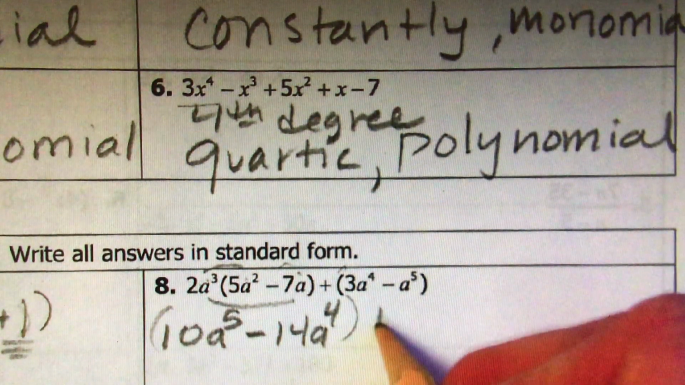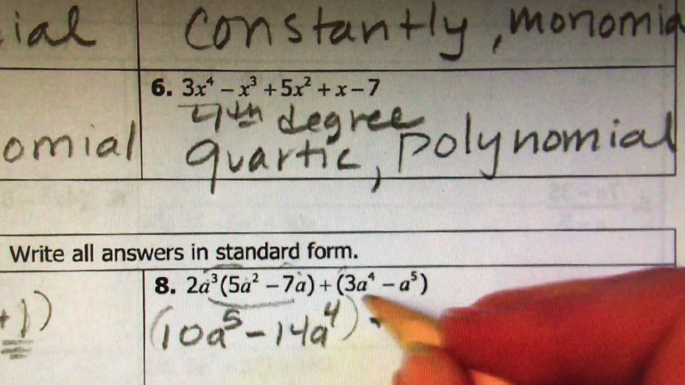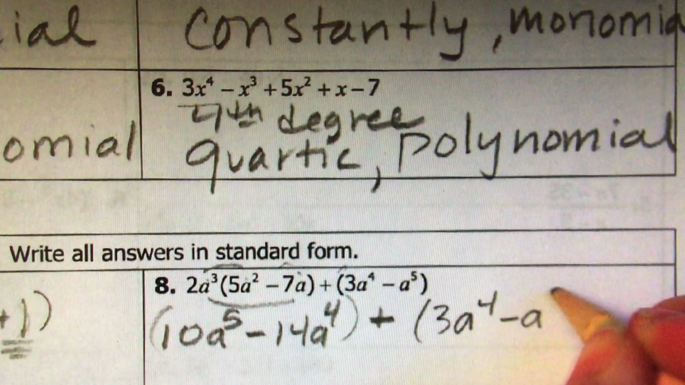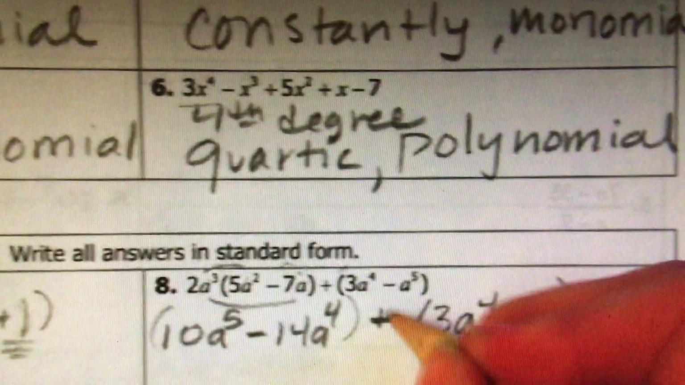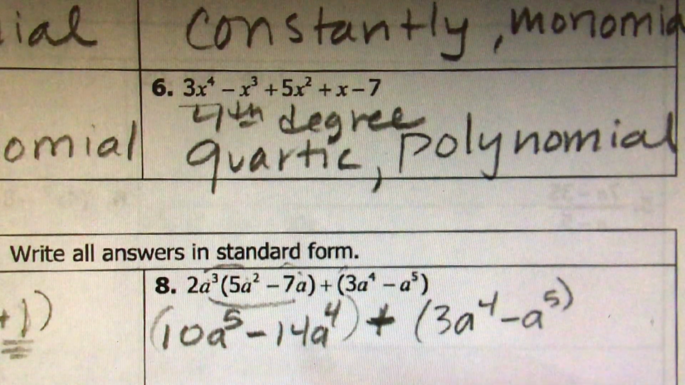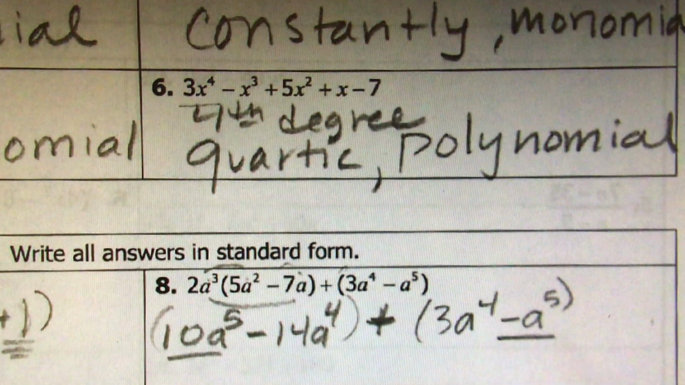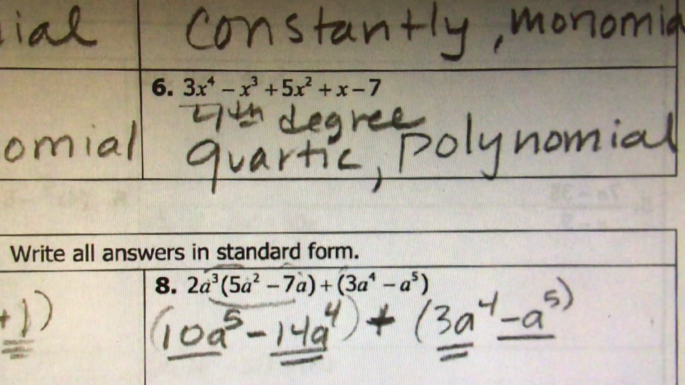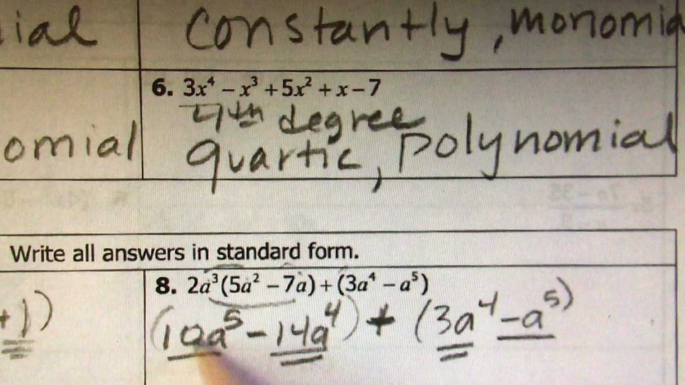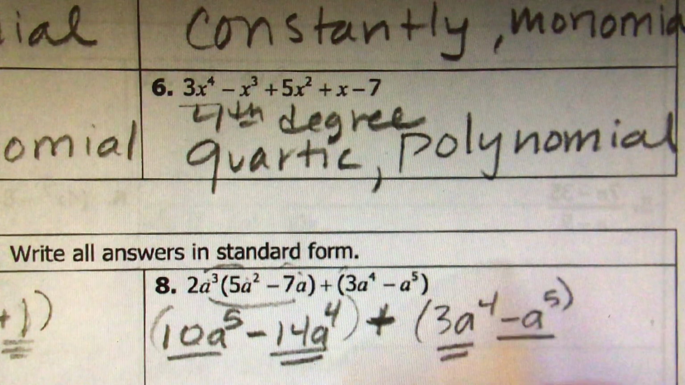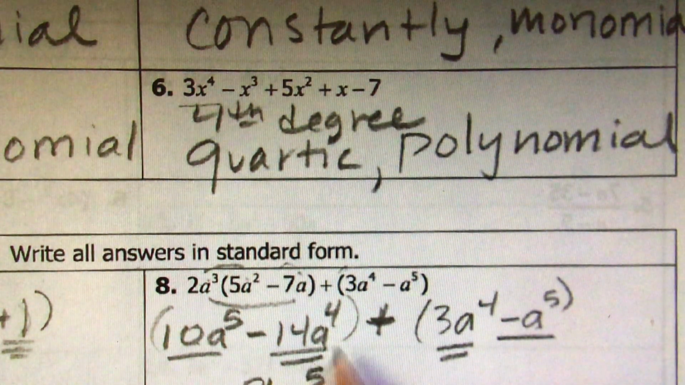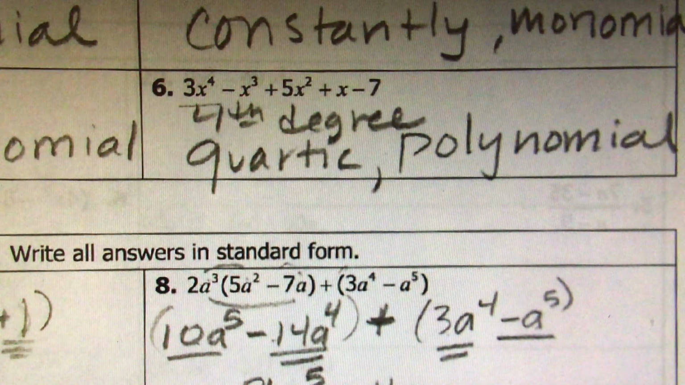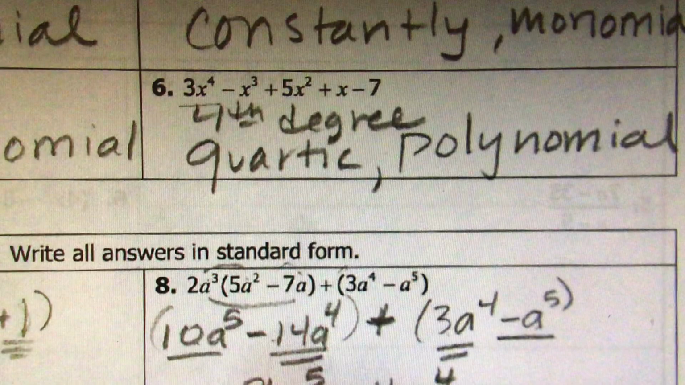Put that parentheses if you want, but you're going to be adding that to what's above here. Okay. Now I'm going to look for like terms. So let's see, it looks like I have an a to the 5th, a to the 5th, a to the 4th, a to the 4th. And I get to combine them. So 10 minus 1, 9a to the 5th. Negative 14 plus 3 is negative 11a to the 4th power, and they are written in right form.